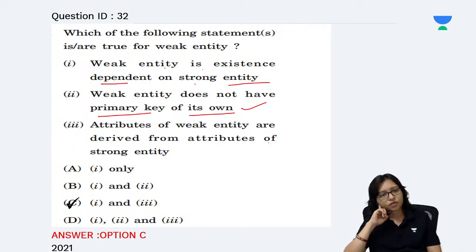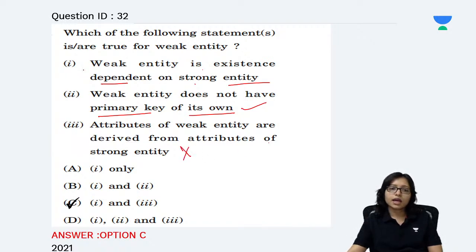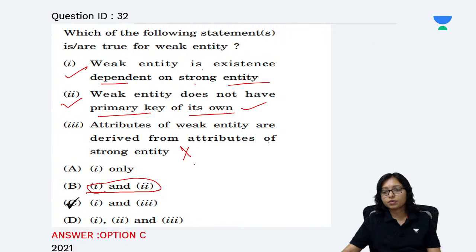And existence, attributes of weak entity are derived from the attributes of strong entity. Derived from attributes, I think this is wrong. As per me, option 1 and option 2 are correct. Option A, 1 and 2 will be correct.